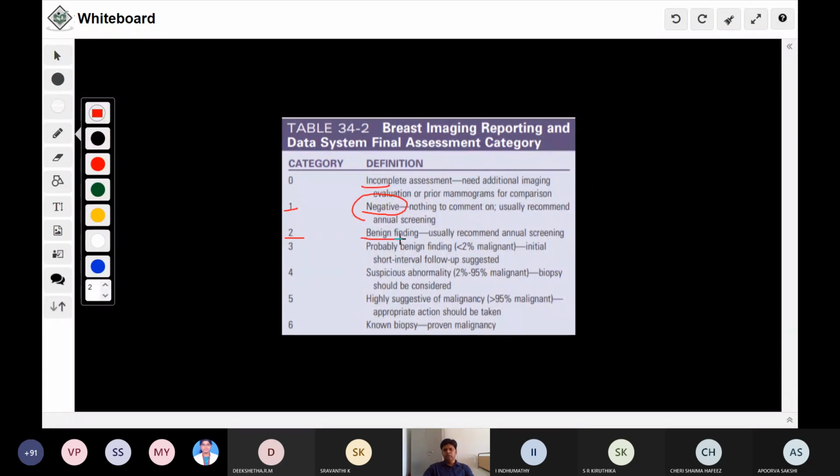And 2 is benign finding, the features suggestive of a benign finding. 3 is probably benign. Okay, and 4 is suspicious. Suspicious abnormality is there, and for 4 a biopsy should be done. And 5 is highly suggestive of malignancy, so immediately a biopsy should be taken and you should do the procedure. And 6th one is the known case, already biopsy proven, and you are taking a mammogram to see the features. So this grading is called BI-RADS, which is nothing but Breast Imaging Reporting and Data System. Okay, so this is very important.